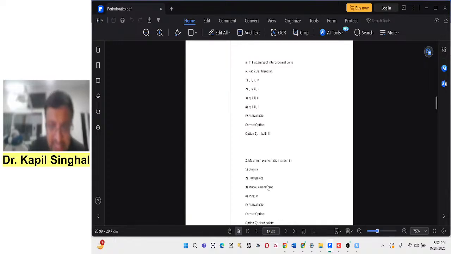Next question. Maximum pigmentation is seen in. The options are gingiva, hard palate, mucous membrane, tongue. Out of these options, maximum pigmentation is seen in hard palate and gingiva. In both, maximum pigmentation is seen. But if you have to choose one single best answer, hard palate has more pigmentation and would be a better answer here.